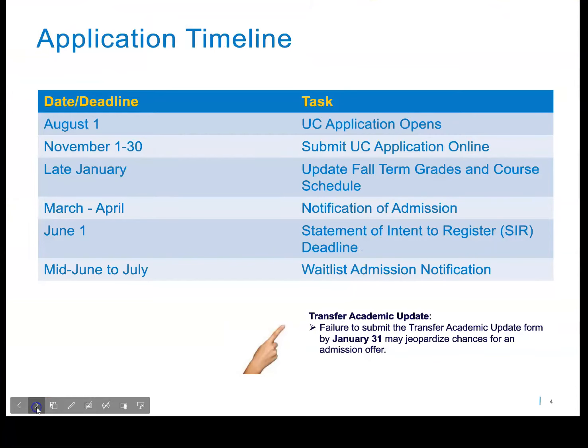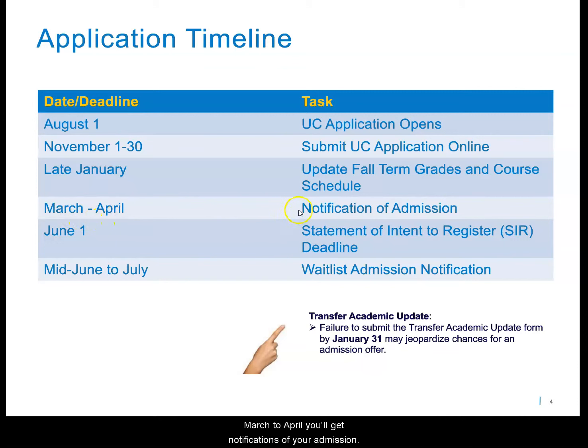Before you begin, let's talk about the application timeline. On August 1st, the UC application opens. November 1st to November 30th, you'll be able to submit your UC application online. In late January, you'll do an update for your fall term grades and course schedule. This is the transfer academic update. Failure to submit the transfer academic update form by January 31st may jeopardize your chances for an admissions offer, so make sure you complete that on time.